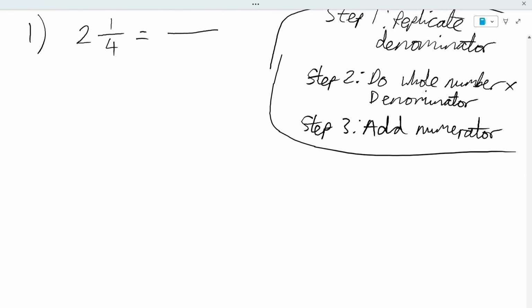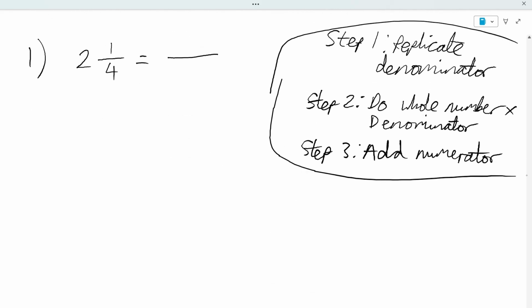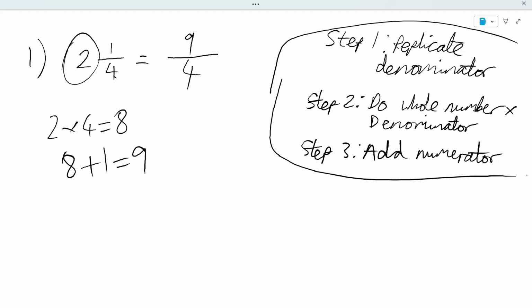but just a shortcut. So, step 1, replicate denominator. Just copy the 4 over. Step 2, do whole number 2 times the denominator, which is 4. That's 8. Then add the numerator, which is 1. And that's the numerator of the improper fraction. The answer is 9 over 4.